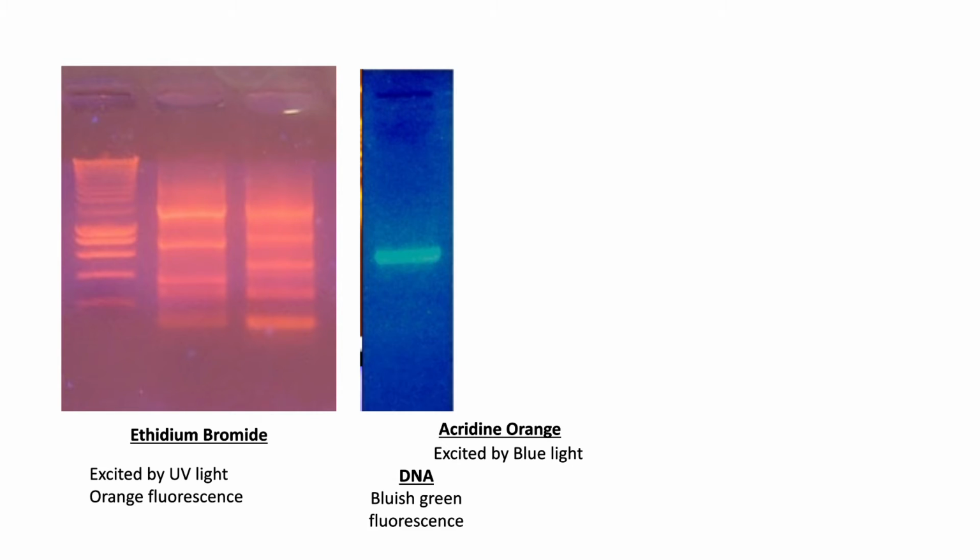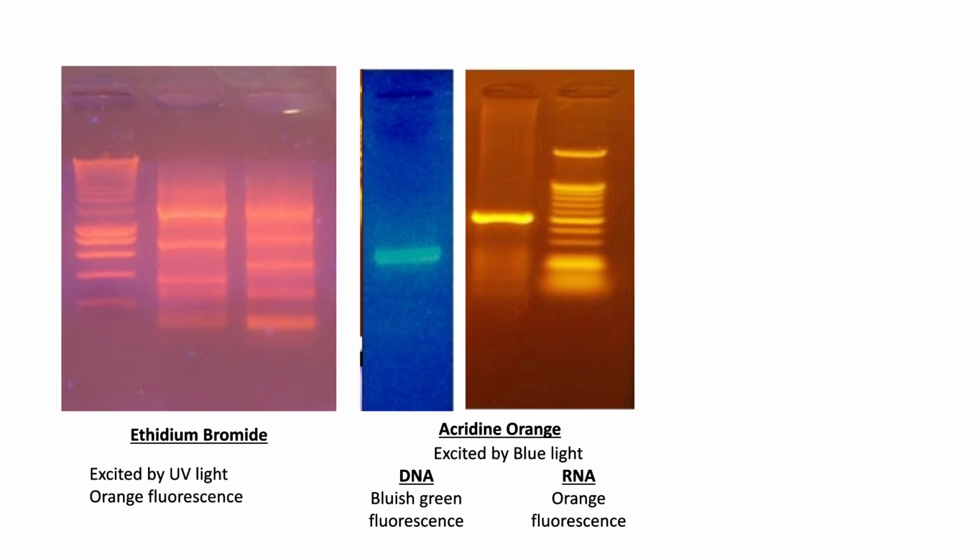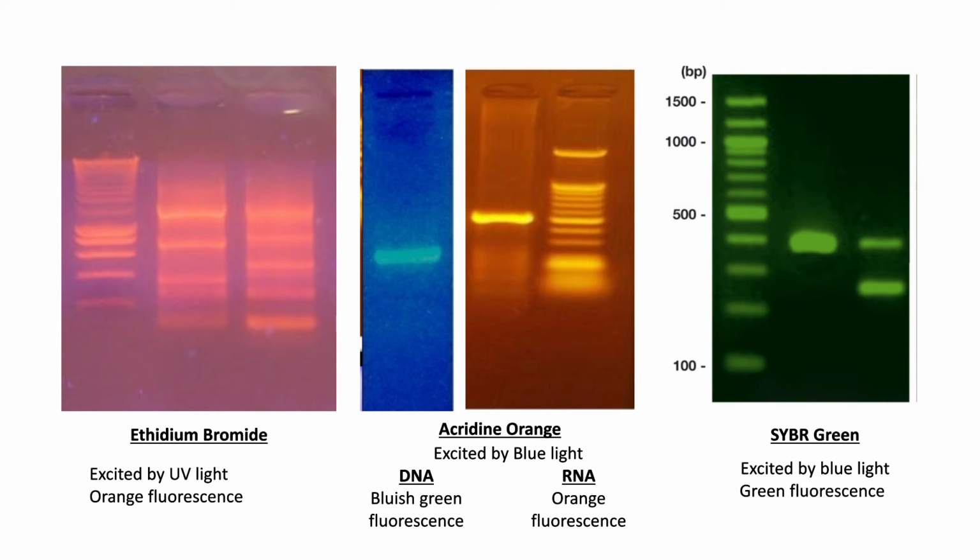Ethidium bromide is excited by UV light and gives orange fluorescence. Acridine orange is excited by blue light and gives bluish green fluorescence in DNA and orange fluorescence in RNA. SYBR Green is excited by blue light and it gives green fluorescence.